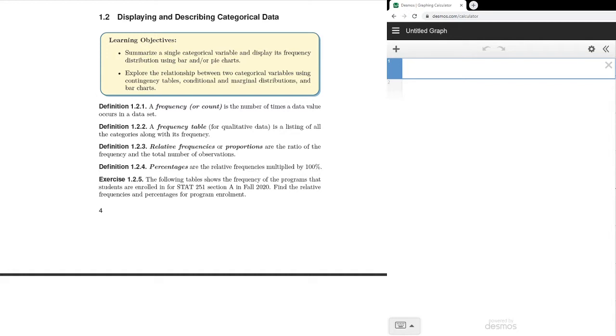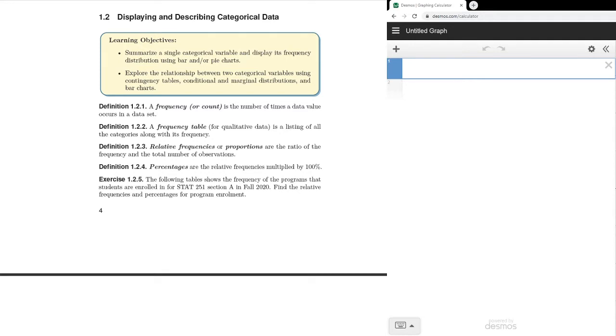So a frequency or count is the number of times a data value occurs in a set, and a frequency table lists all of the categories of a categorical variable along with its frequency. The relative frequencies, or proportions, are the ratio of the frequency and the total number of observations, and percentages are the relative frequencies multiplied by 100%.